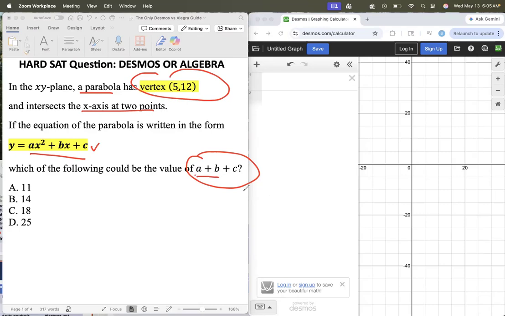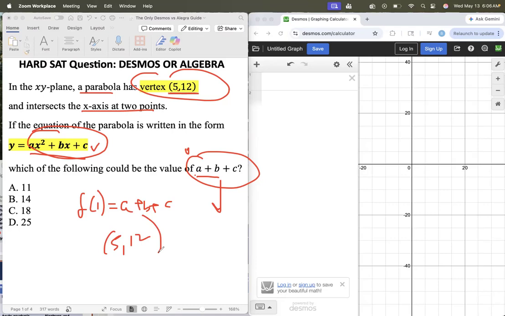The key is whenever you see a plus b plus c, put f of 1. Whatever equation they've given you is going to give you a plus b plus c. That means all this is f of 1. Now, if this is f of 1, look at the vertex. It's 5 and 12. Bring your algebraic information. This is what SAT writers are hiding from you.